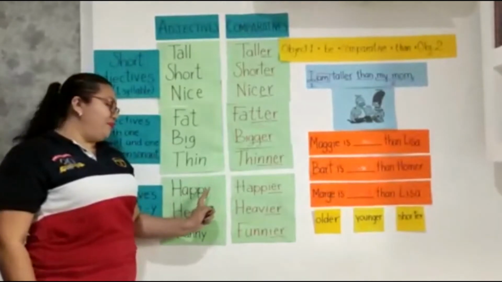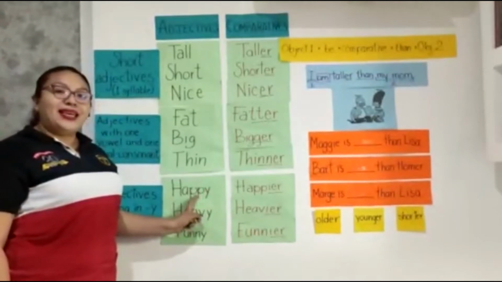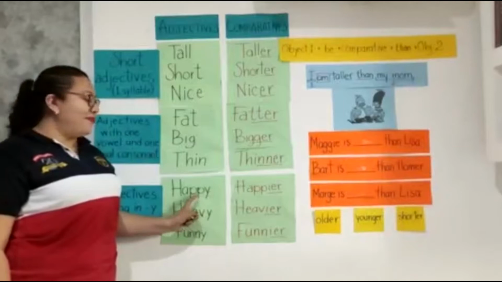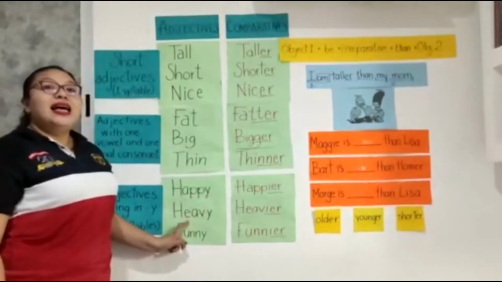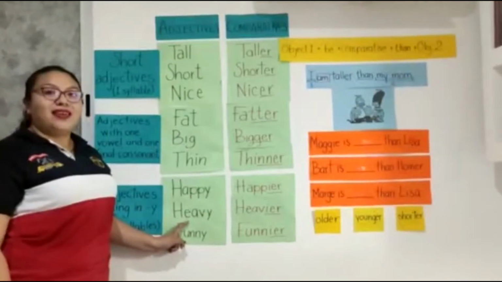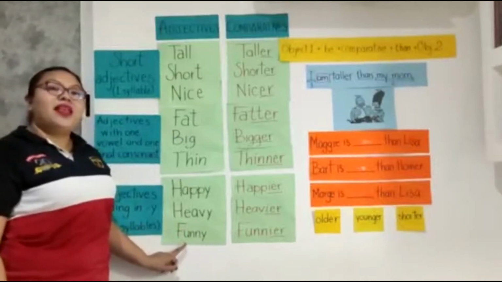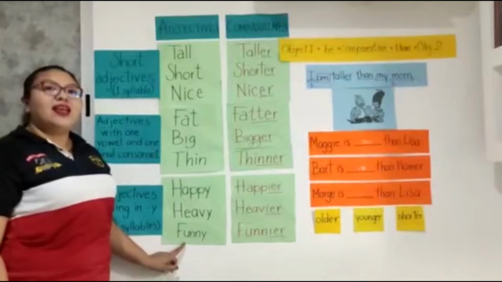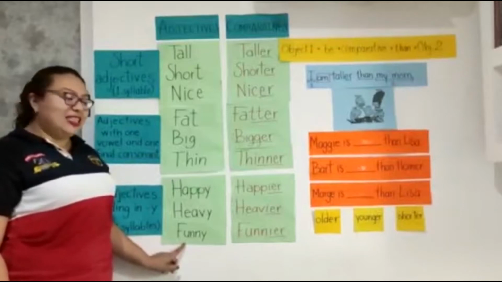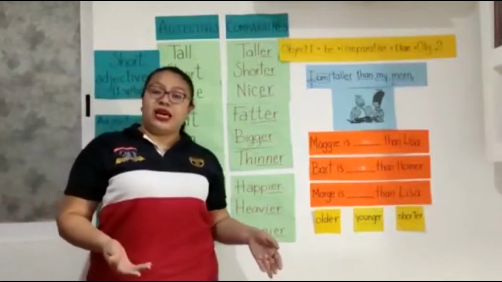Let's continue. Happy. Repeat after me. Happy. Very good. Next. Heavy. Repeat. Heavy. Very good. Finally, we have funny. Repeat after me. Funny. Very good. Excellent. So, of course, we have more adjectives, okay?